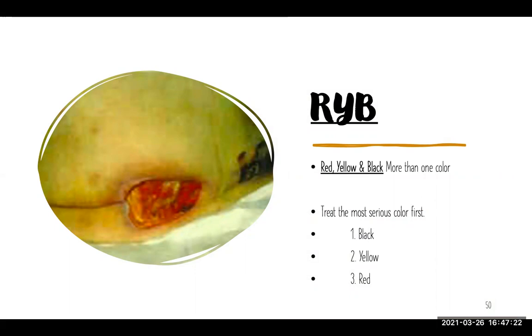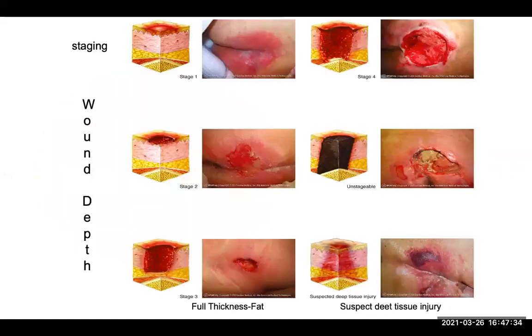And then when there's red tissue, that's the healthy tissue. We need to protect it. So that's the focus of using the color scheme as far as determining what to do first, second, third.